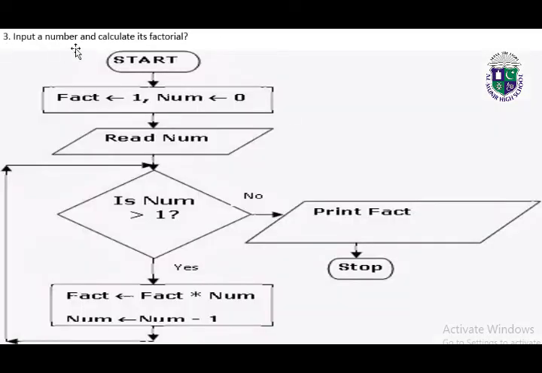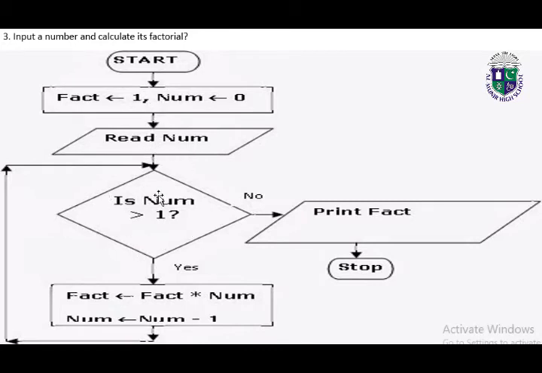Next, number 3, input a number and calculate whether it is a factorial or not. So we will use the same symbols for processing, for decision making, and for start, end or stop of the program. We will start from here. We will give the inputs. Here we have the inputs. Then we will read the num.